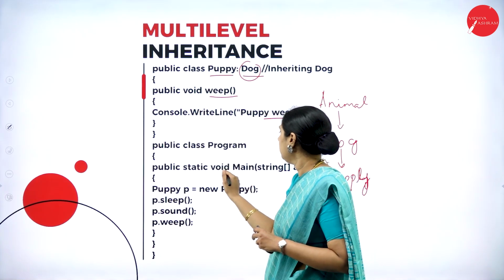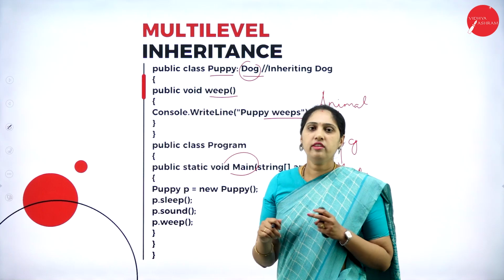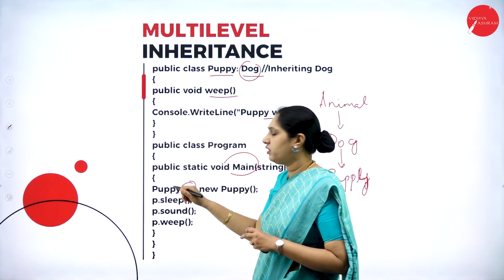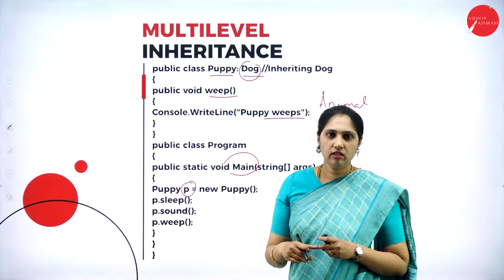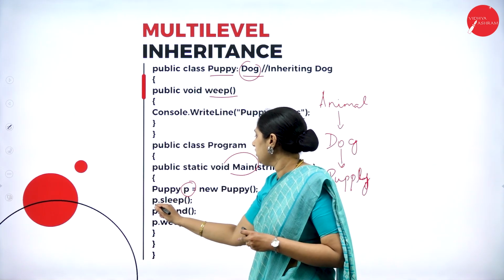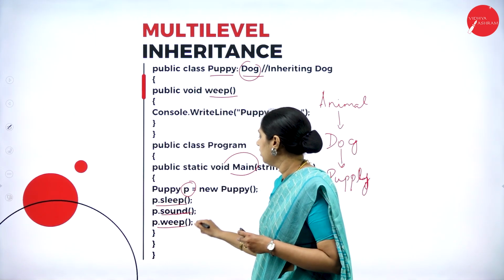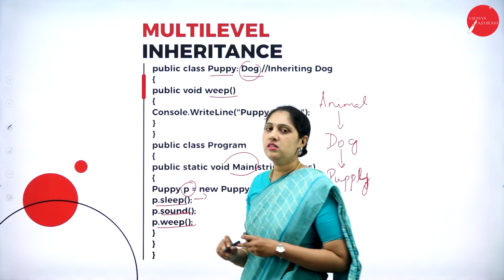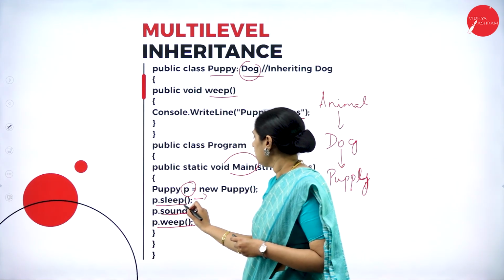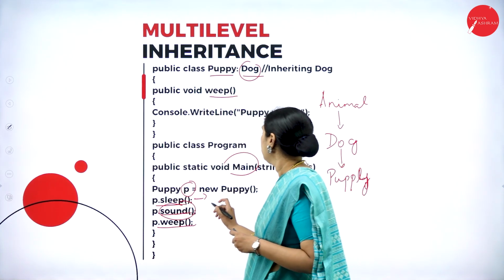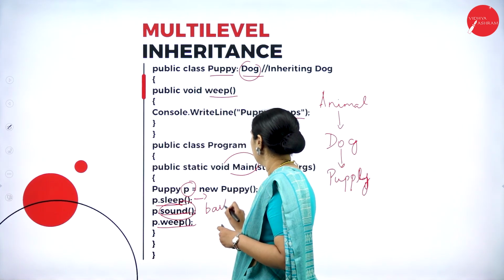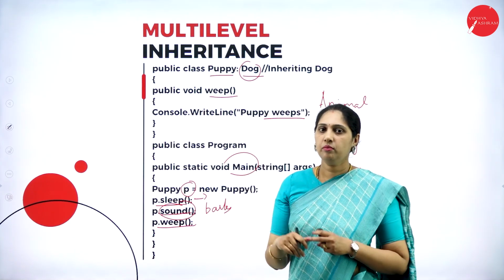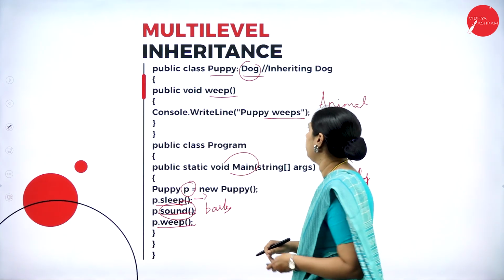So now it's the main function, where we create an object of the last derived class. See, we did not create an object for animal or dog. Directly from a puppy object, we just call all the functions. Sleep is there, sound is there. So we'll print a message animal sleeps. For sound, what does it print? It barks. For weep, you can have the message puppy weeps. This is an example for multi-level inheritance.